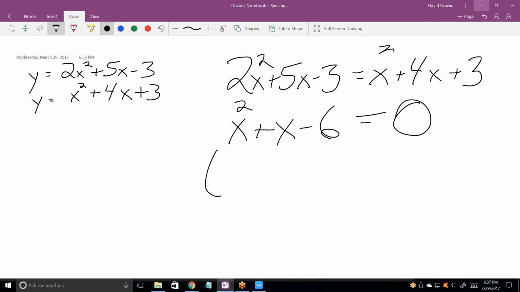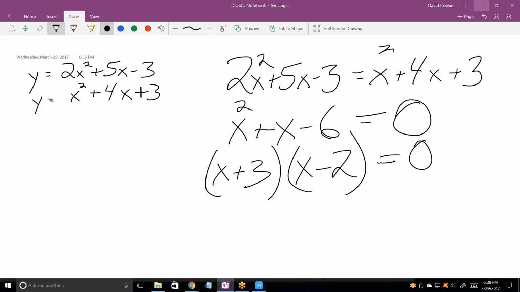Factor that. x plus 3 and x minus 2. So your solutions are what? Negative 3 and 2. So there's two solutions for x.